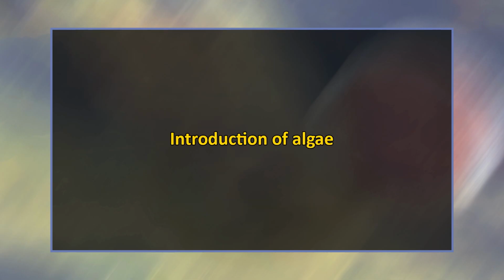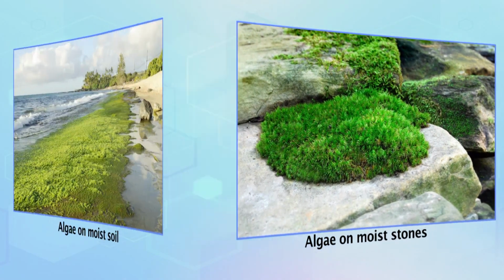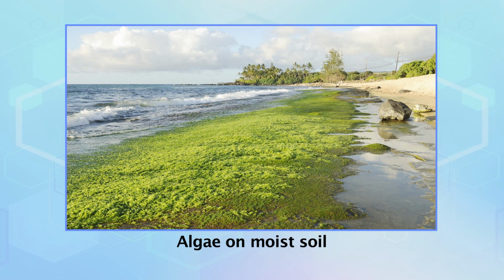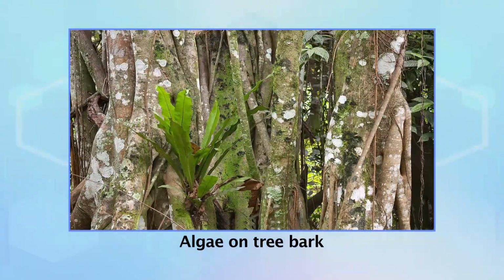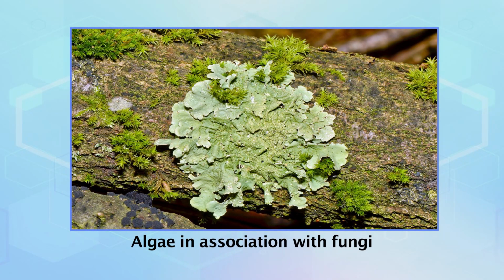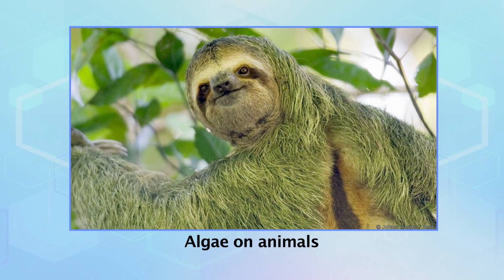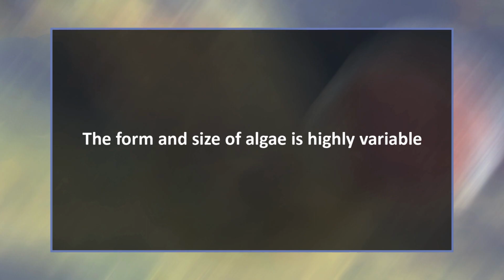Let me begin with a brief introduction about algae. Algae are chlorophyll-bearing, simple, thalloid, autotrophic, and largely aquatic, both freshwater and marine organisms. They occur in a variety of other habitats: moist stones, soils, and wood. Some of them also occur in association with fungi, like lichens, and animals, for example on sloth bear. The form and size of algae is highly variable.